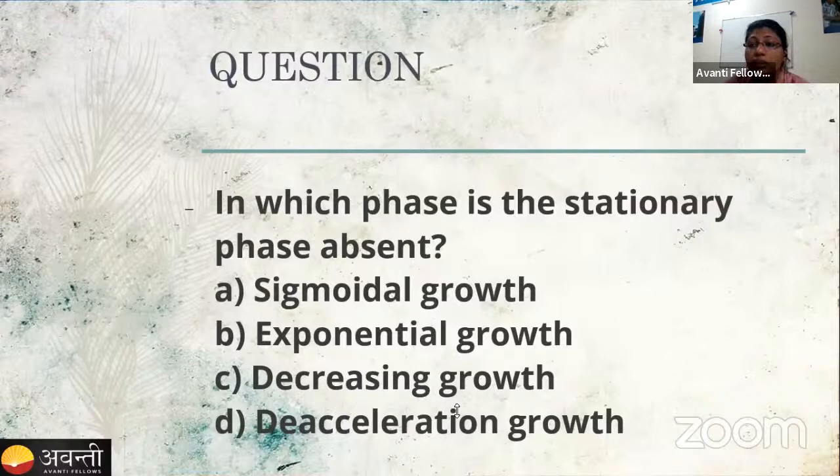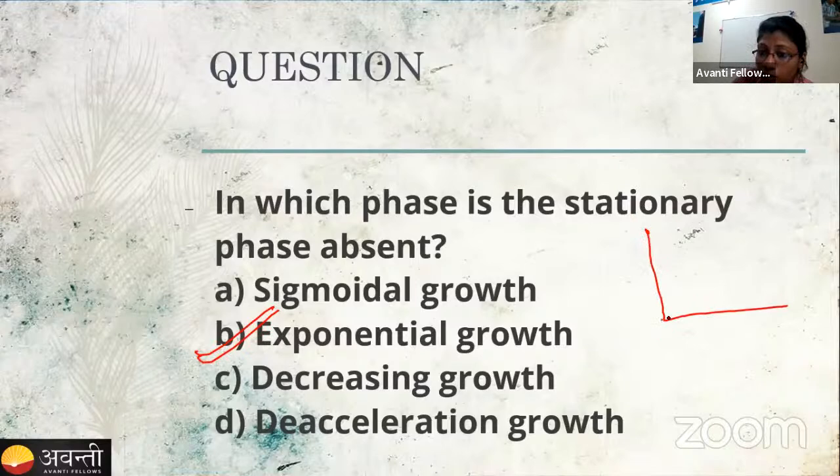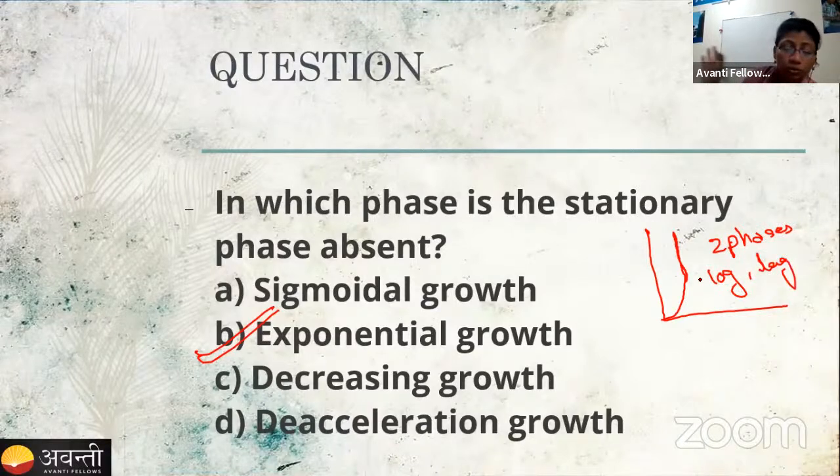Okay, great. So the phase in which no stationary phase is present is the exponential growth. As we have seen, we have two types of curves: the J curve. Remember, the J curve is the only curve which has only two phases, the log phase and the lag phase. There we don't have any third phase, that is your stationary phase.